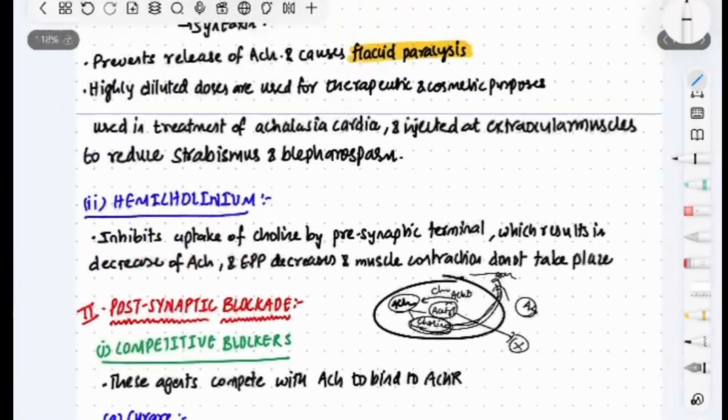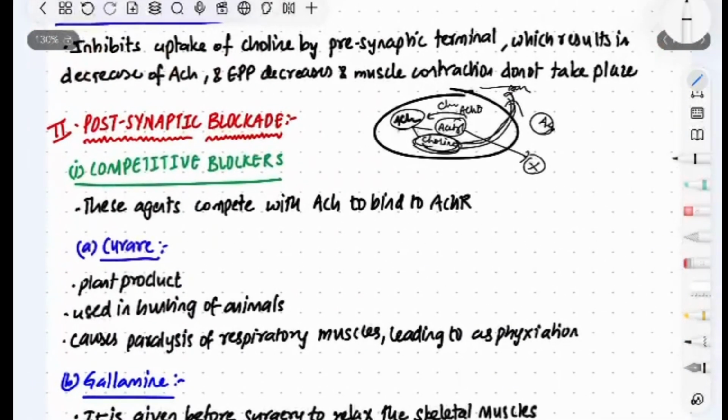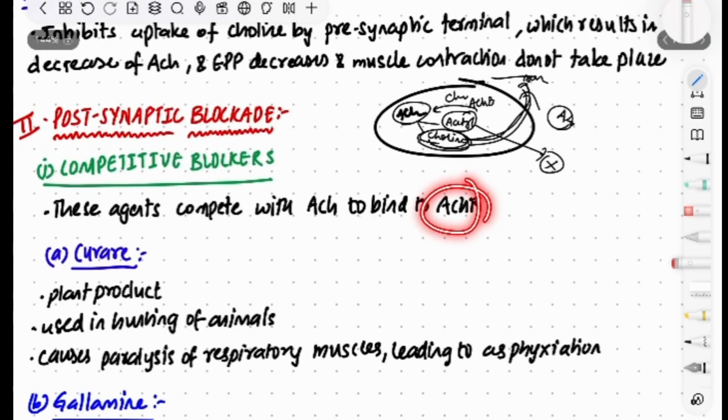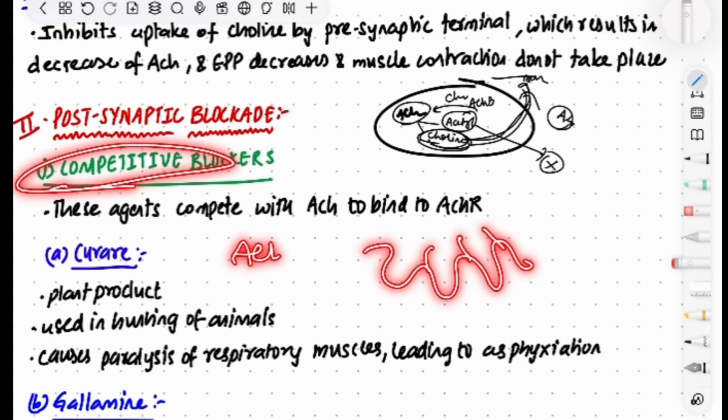Okay, so this is the action of hemicholinium. Next, the postsynaptic blockade. First we'll be talking about the competitive blockers. These agents compete with acetylcholine to bind with acetylcholine receptors, which are present on the postsynaptic membrane. So these competitive blockers compete with acetylcholine to bind to these receptors.